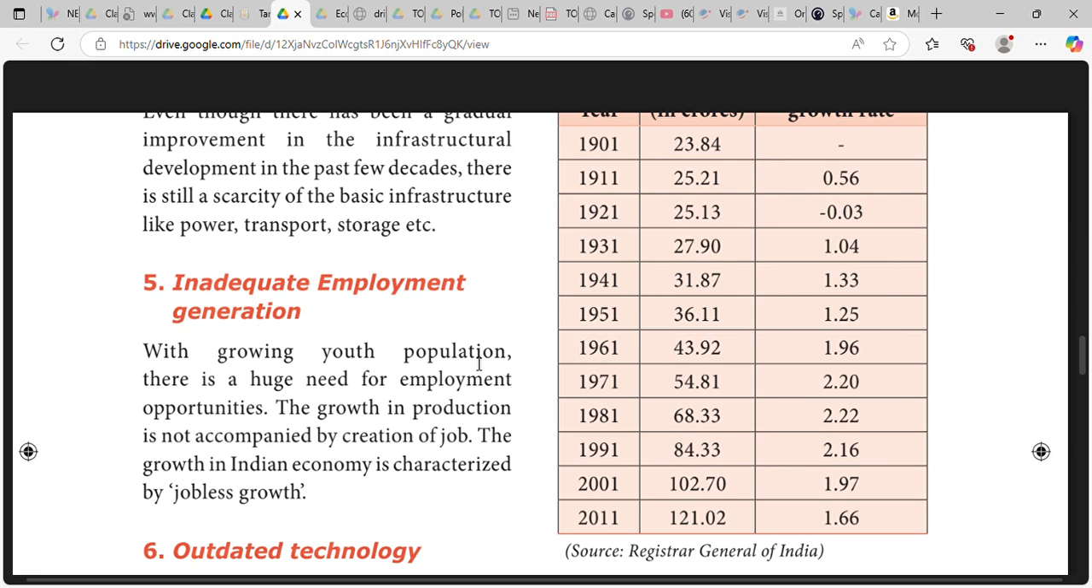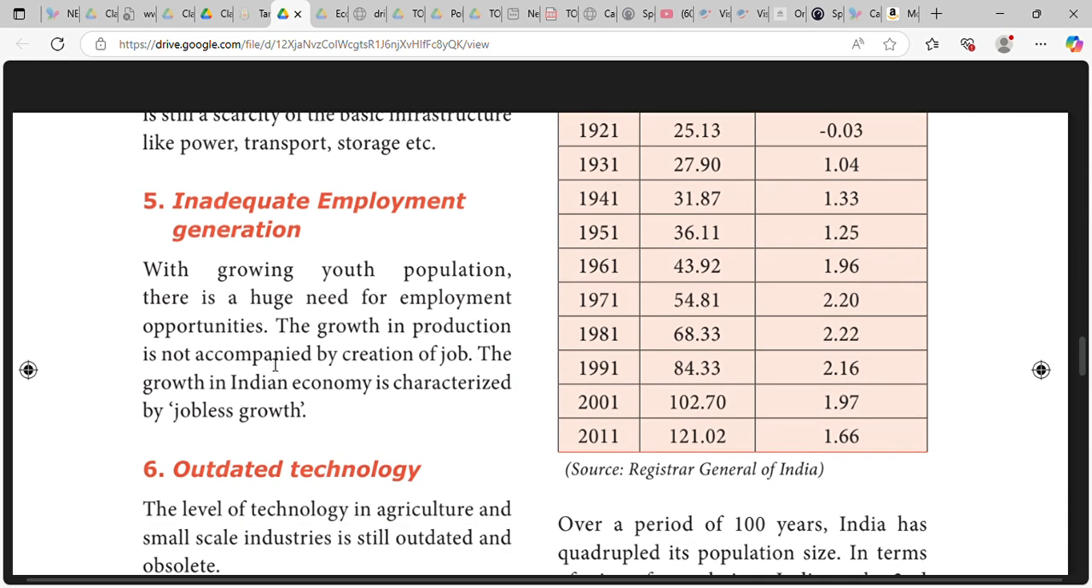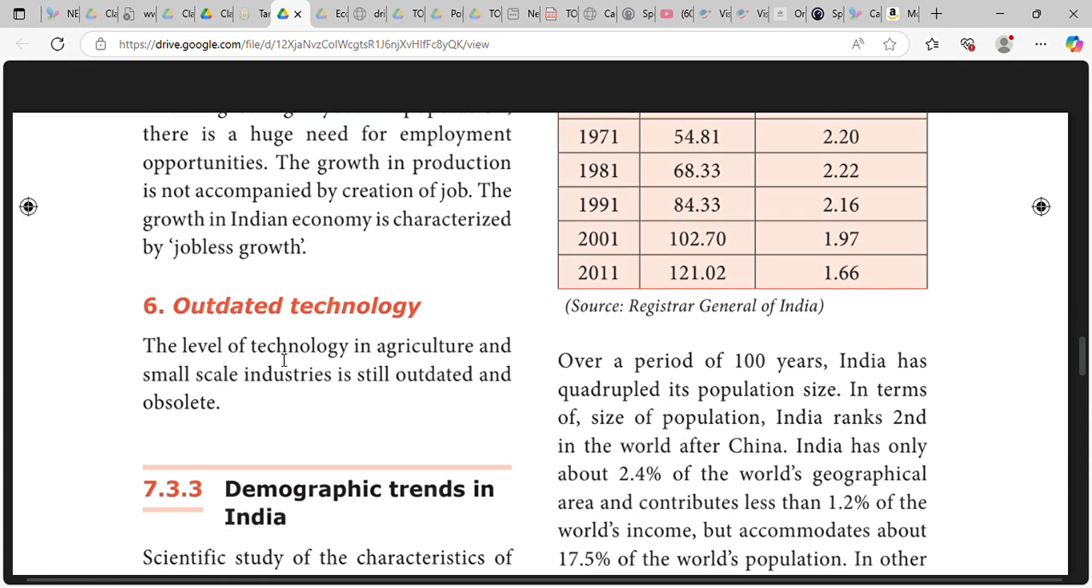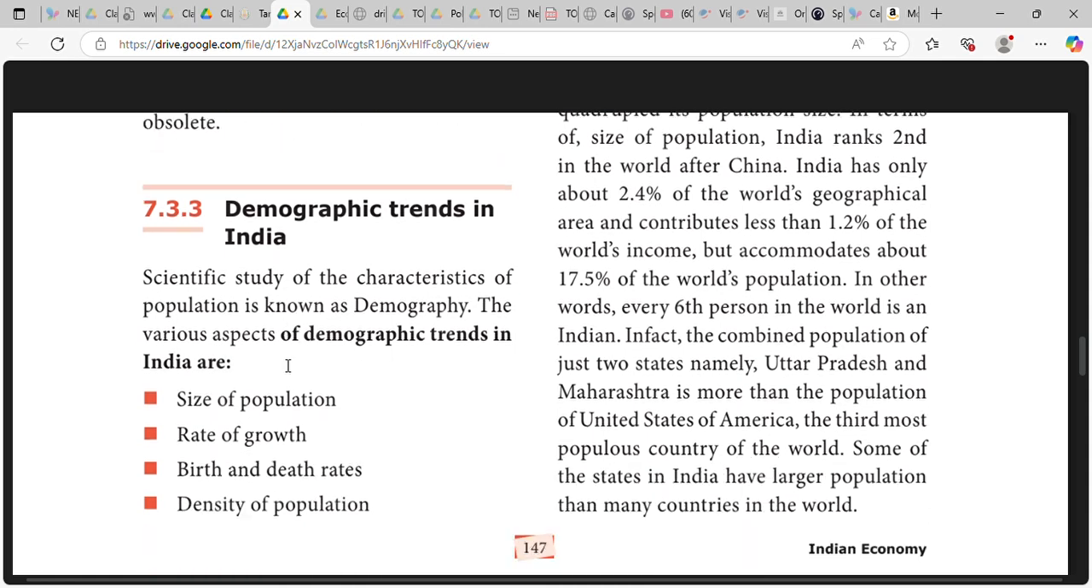Inadequate employment generation. Youth population. With growing youth population, there is a new need for growth opportunities. The Indian economy is characterized by jobless growth. Outdated technology. The level of technology in agriculture and small scale industries is still outdated and obsolete.